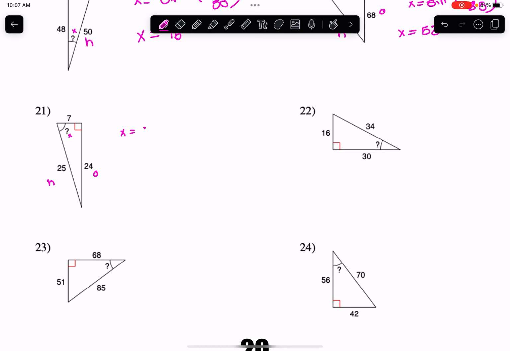So x is equal to inverse sine of our opposite side, which is 24, over our hypotenuse 25. Second sine 24 divided by 25. X is equal to 74 degrees because we round up.